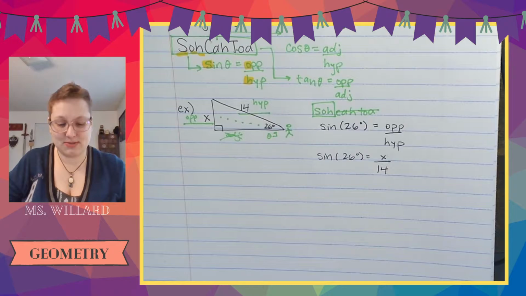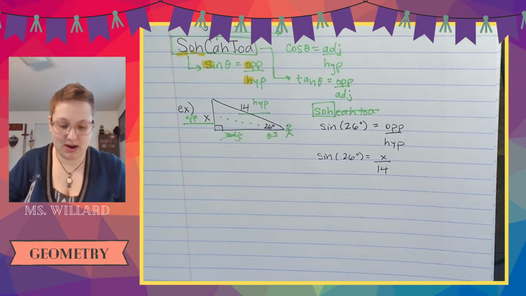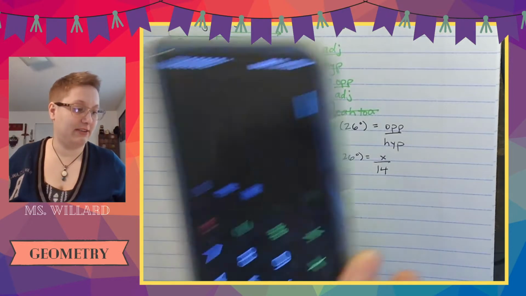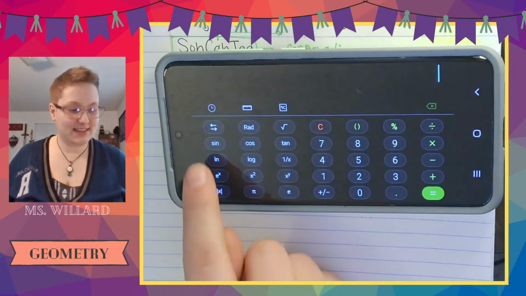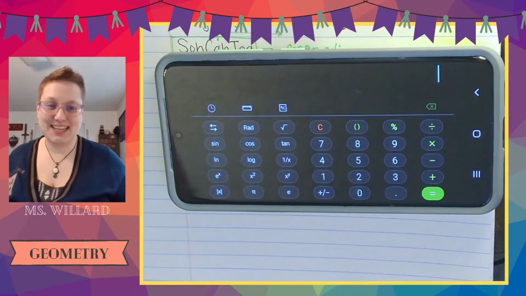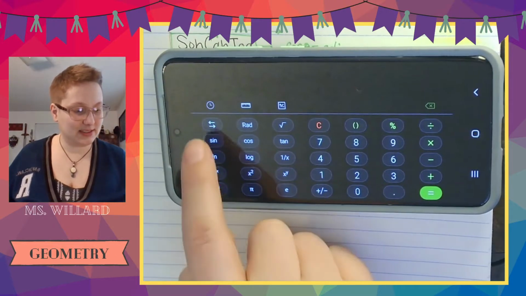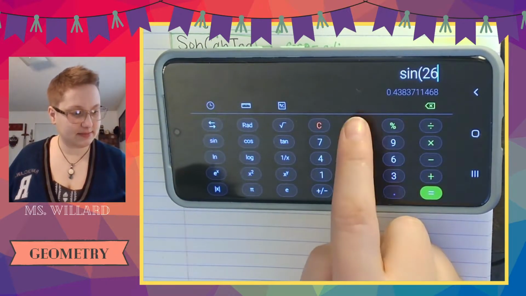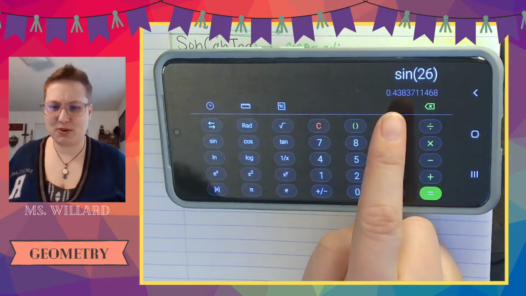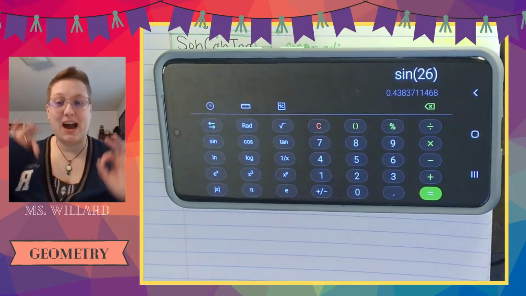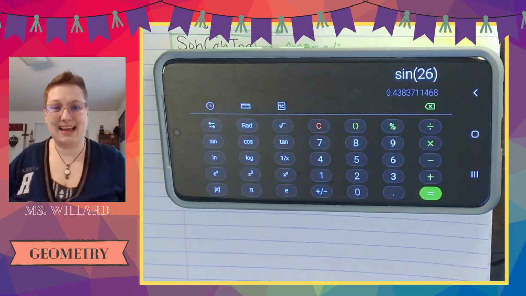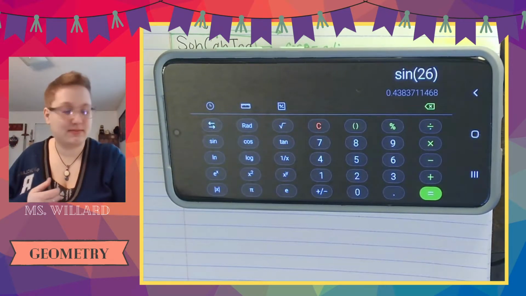So I only know, actually I know more than this, but on my Android, which I currently have, we have to rotate it sideways. And then look, sine, cosine, and tangent are right here. So on an Android, I need to do sine 26. Look, it's 0.438, just like this table said. On an iPhone, you have to do 26 and then push the sine button.